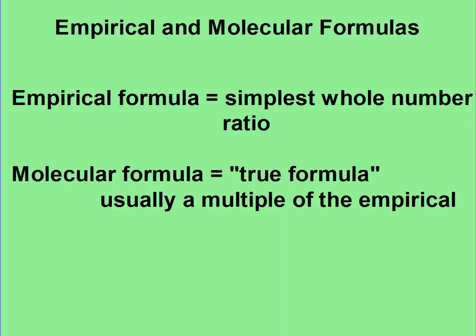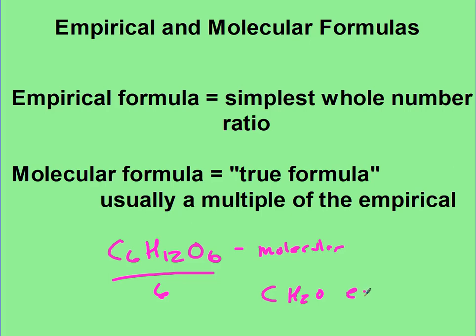So for this next section, we're looking at empirical and molecular formulas. An empirical formula is the simplest whole number ratio of atoms in a compound, while the molecular formula is the true formula. It's usually a multiple of the empirical, but sometimes the empirical and molecular can be the same. So glucose has this for the molecular formula, but can be reduced by 6 to give the empirical formula.